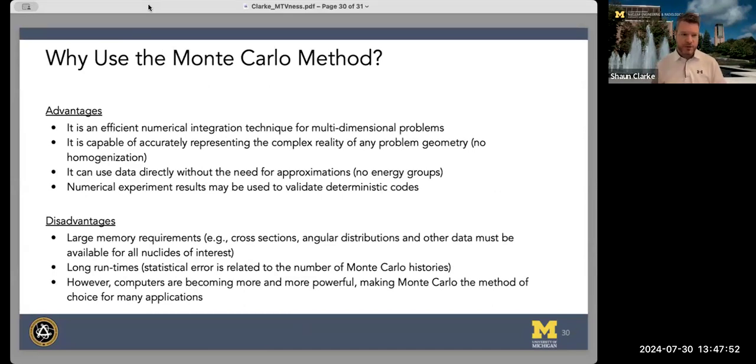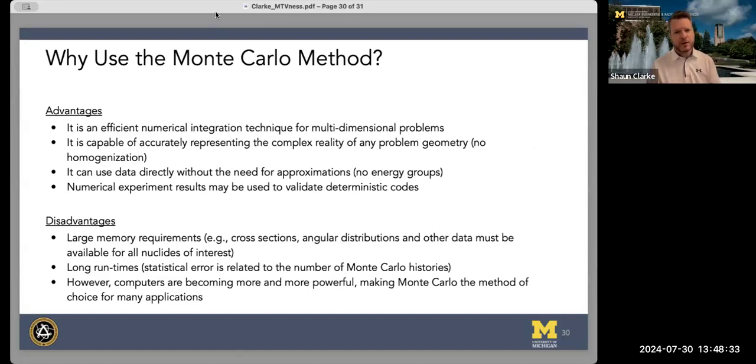It uses nuclear data directly, which is an important note. Other approaches that use energy grouping and such introduce approximations into the nuclear data. Monte Carlo uses the data directly, which is often a more accurate way to do things. Because it's based on direct nuclear data, with no homogenization and so on, it's often considered a numerical experiment that gets used to validate deterministic codes, which each introduce their own assumptions and approximations. However, there's no free lunch, so to speak.